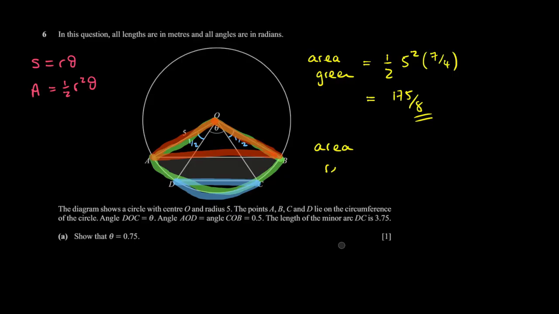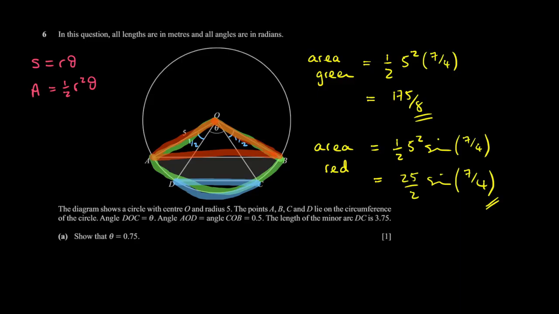Area of the red? Well, that's going to be the area of a triangle, right? So the formula for the area of a triangle is a half bc sine the angle. So we've got a half of that length times by that length. So a half of 5 squared times by sine of that angle, which is sine 7 upon 4. Okay, so I'll write that out. That is 25 upon 2 sine of 7 quarters.